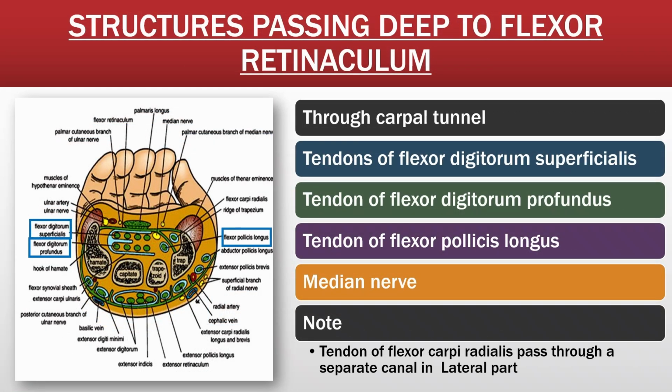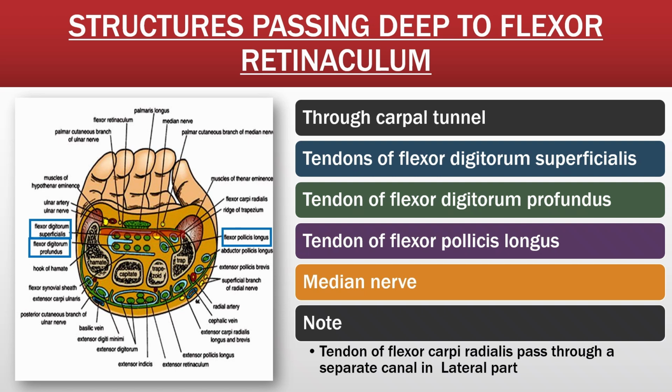Next, we have the structures passing deep to the flexor retinaculum. Now, the structures passing deep to the flexor retinaculum are these. So, what are these structures? Can you name them? Tendons of flexor digitorum superficialis, flexor digitorum profundus, then the median nerve, very important, and what else? Flexor pollicis longus. Okay.